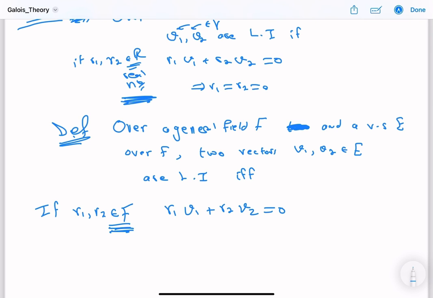If we were working over F, there is no meaning to 2v1. Let's say F is not the field of real numbers. There is no meaning to 2 times v1, because the scalar should come from the field over which you're defining your vector space. This is scalar multiplication. Remember, these are vectors and these are scalars. So if you have this linear relation where the scalars are in your field F, then it must be that r1 equals r2 equals 0.